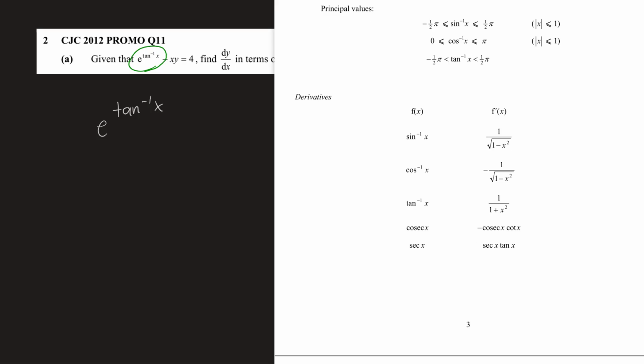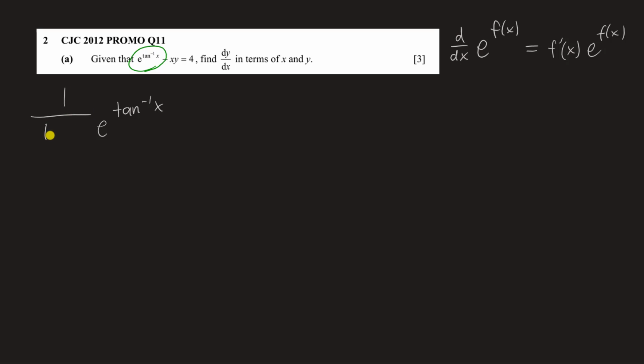So let me just put this aside. 1 over 1 plus x squared, minus xy. Oh, sorry, we have to differentiate this, right? So once again, we will use product rule because there is x and there is y. So we will hold x, differentiate y, plus hold y, differentiate x, which is just 1. This is equals to 4.